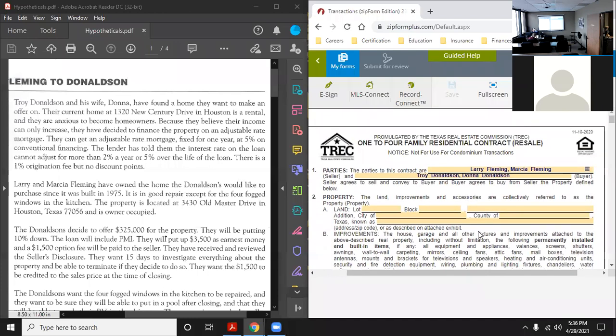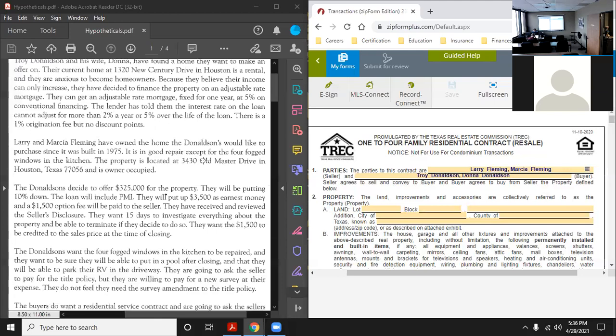Do that. All right, so it auto-filled the names in because I had them saved as parties in zip form, so it automatically filled them in. But basically, reading through this, Troy and his wife Donna found a home they want to make an offer on. This is their current address. As a rental, they're anxious to become homeowners because they believe their income can only increase. They have decided to finance the property on an adjustable rate mortgage. They can get an adjustable rate mortgage fixed for 1 year, 5% conventional. Lender is told an interest rate on a loan cannot adjust more than 2% a year or 5% over the life of the loan. There's a 1% origination fee.